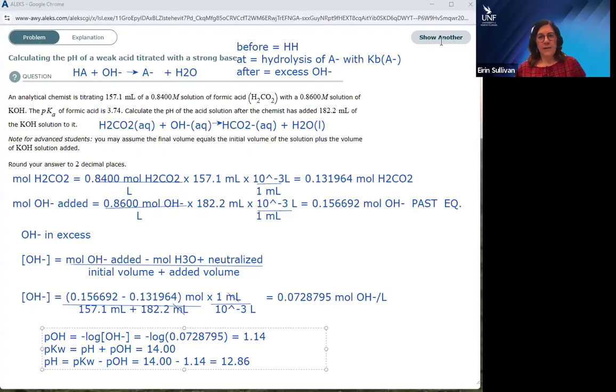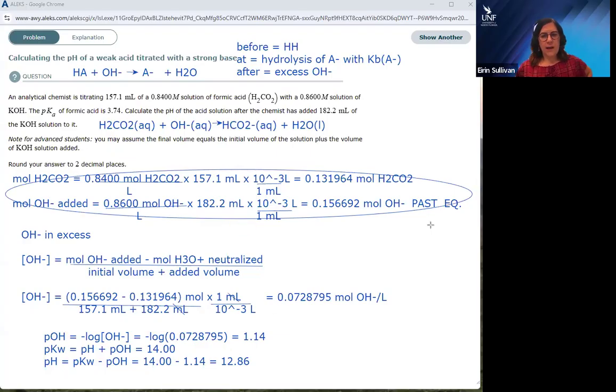All right, so hopefully that is helpful. I know these problems take a bit of getting used to, but just remember, you've always got to work out if you are before the equivalence point, at the equivalence point, or after the equivalence point. So the most important thing you do is this first step here, working out the moles of weak acid and the moles of hydroxide you've added, and then you can decide what strategy you're going to need to use.